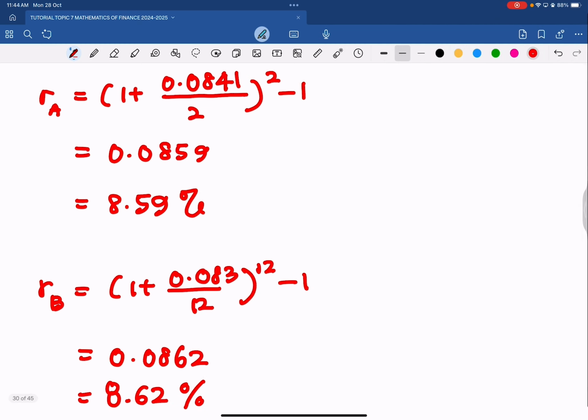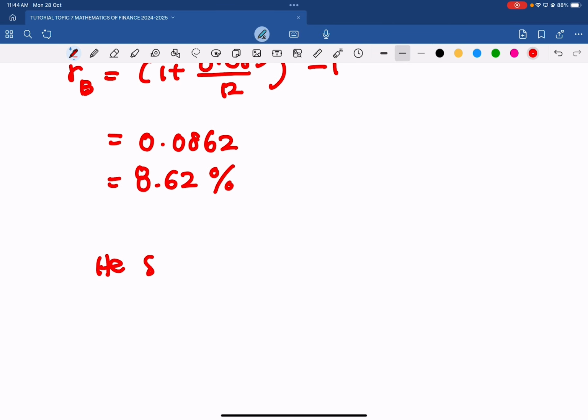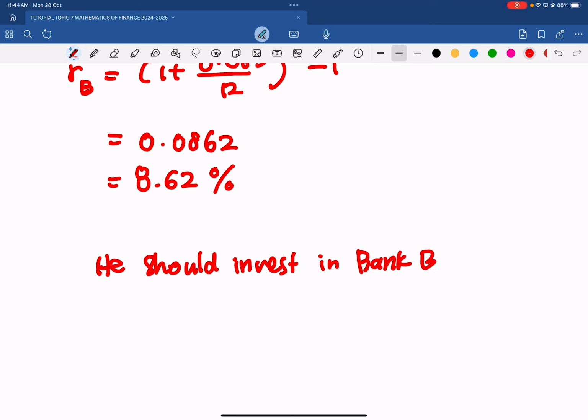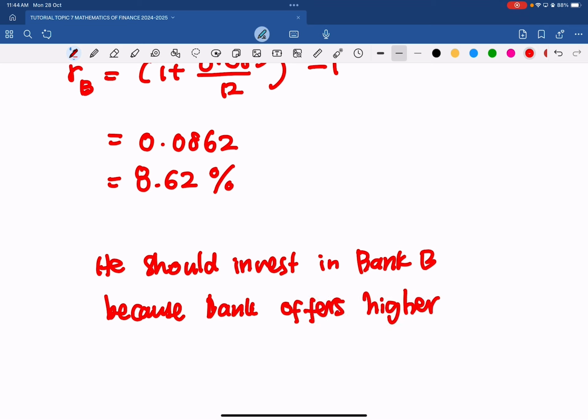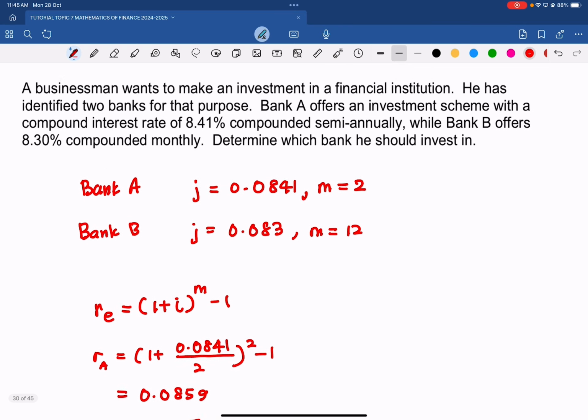B. Okay, so what should we answer? Determine which bank he should invest in. He should invest in Bank B because Bank B offers a higher interest rate. Alright, that is question 7.